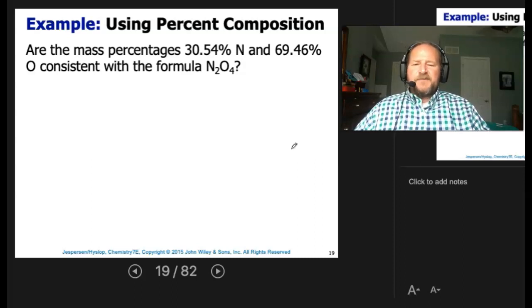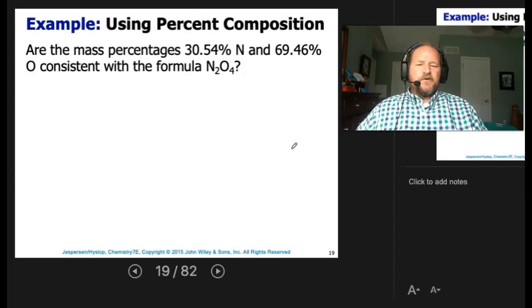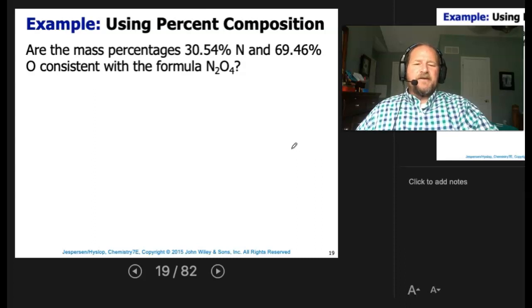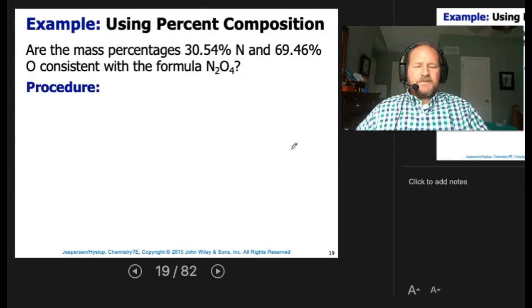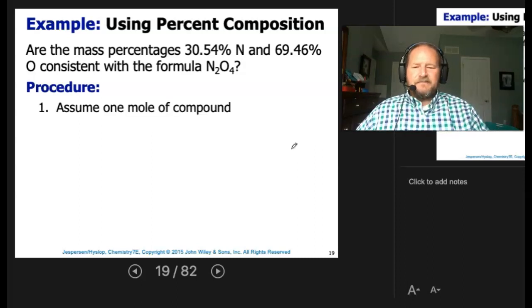Let me see, are the mass percentages 30.54% nitrogen and 69.46% oxygen consistent with the formula N2O4? So again, we've sent our sample out to the lab. They sent back that it's 30% nitrogen and 69% oxygen. We believe the formula is N2O4. So now we can calculate what the percentages for N2O4 should be and then compare them to what we actually know. Now, what we'll do is assume we have 1 mole of the compound, right?